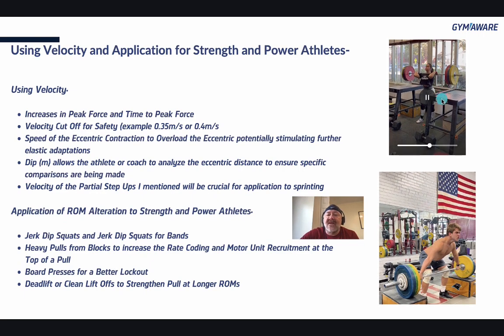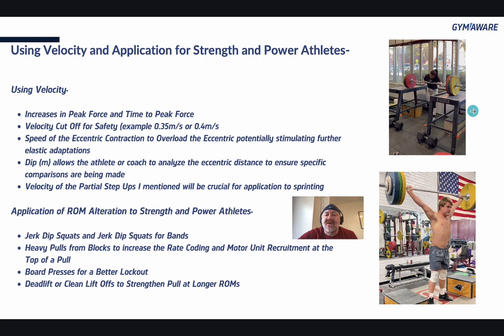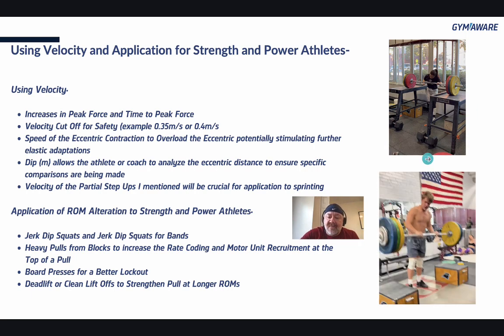Now you'll see here, this is Ruby, and we were able to increase her jerk by almost 20 kilos in maybe 2 months simply by doing partial range of motion. So we do what we call jerk dip squats, which is a fancy word for a front squat that's just partial. It matches the range of motion they're going to do in the dip and drive for the jerk, and it equated to some massive results.